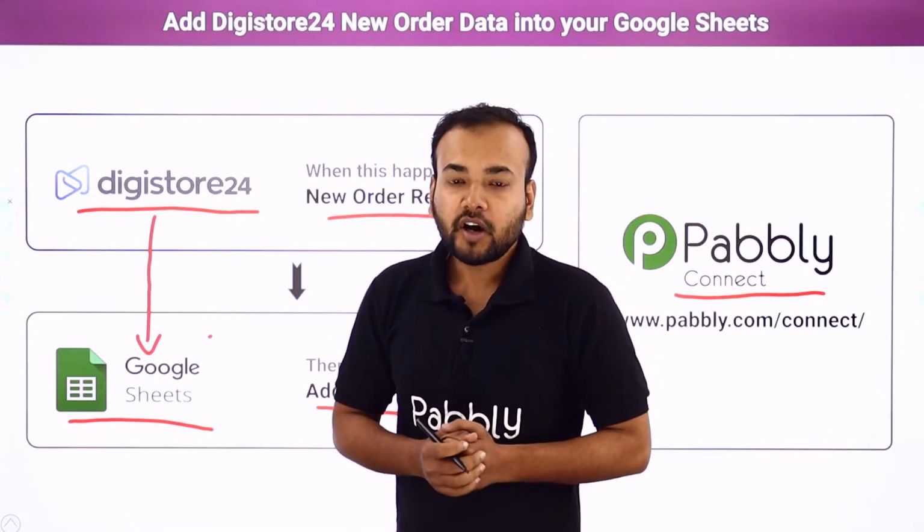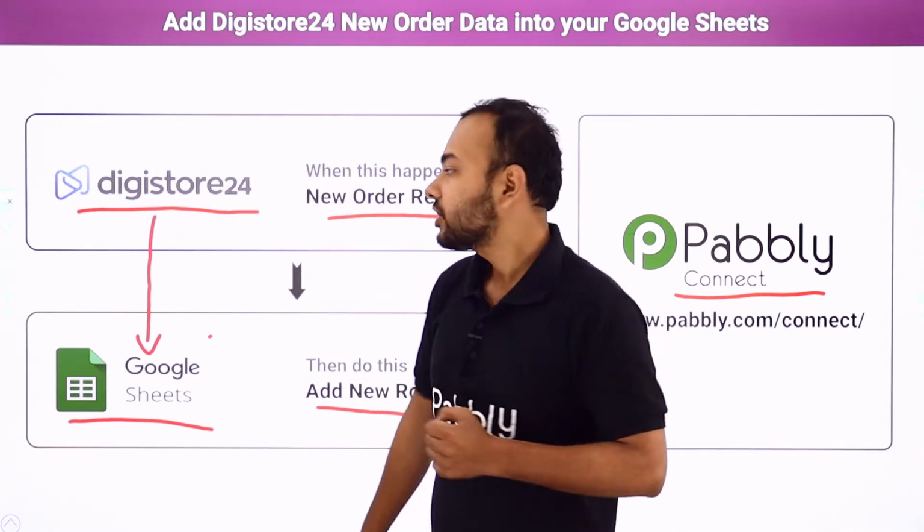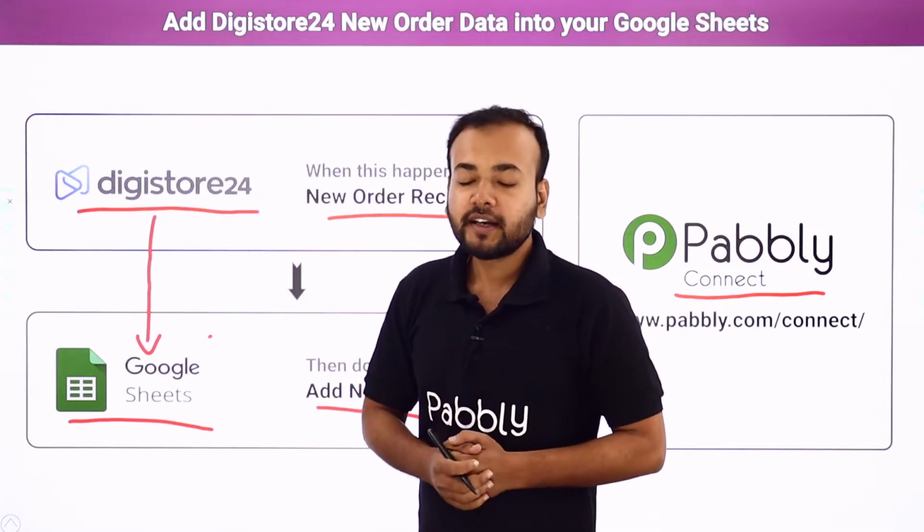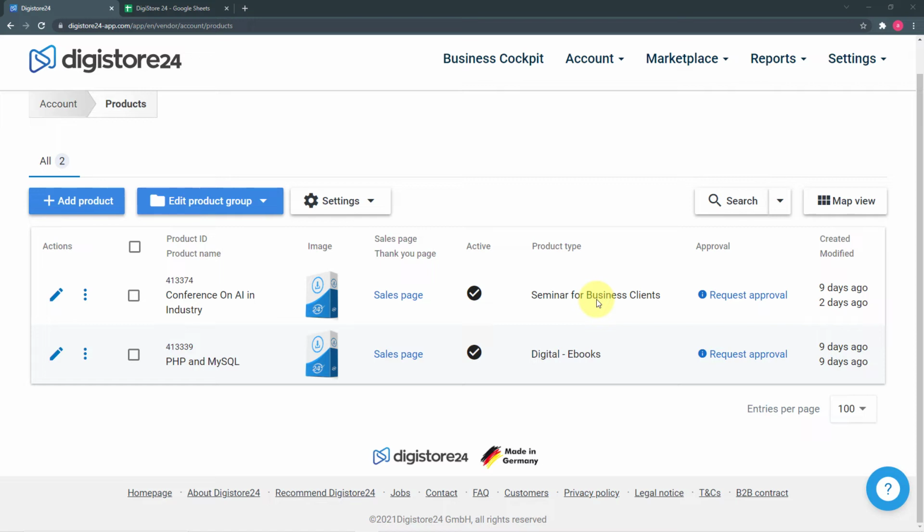Now let me give you a demo on my screen of how this automation or connection between Digistore24 and Google Sheets is going to work in real time. So guys, this is my computer screen and here you can see my Digistore24 dashboard. I am on my products page and I have created these two products here, conference on AI in industry and PHP and MySQL package. I'm selling these two digital products from the Digistore24 page. Here it is a digital ebook, PHP and MySQL, that I'm selling.